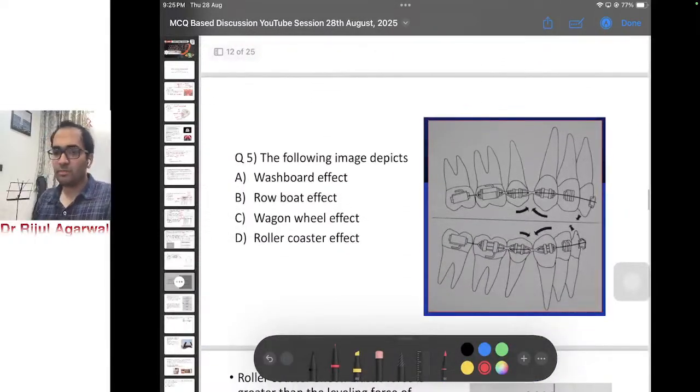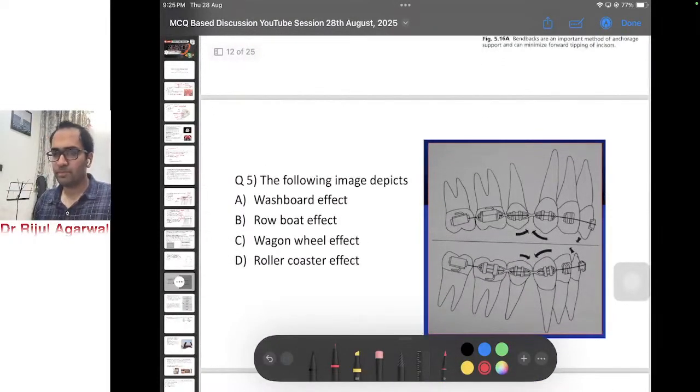Next question. The following image depicts: washboard effect, rowboat effect, wagon wheel effect, roller coaster effect.